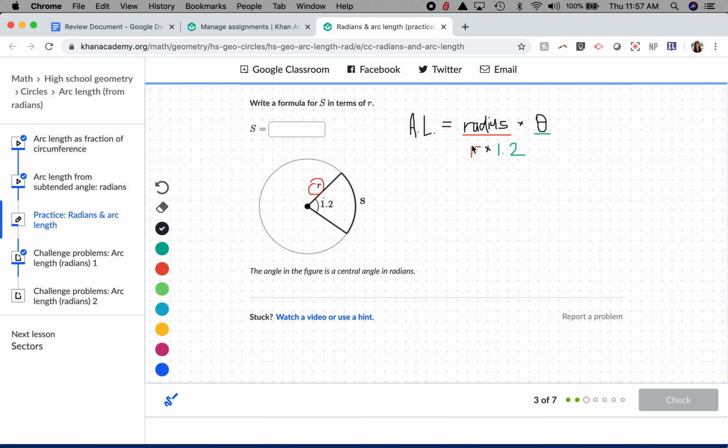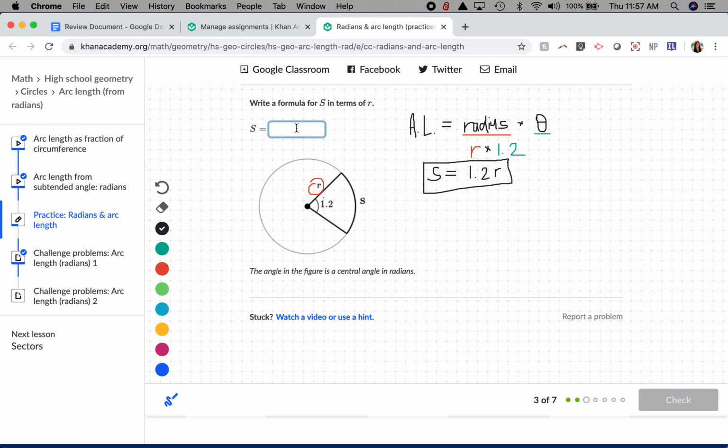Now conventionally, when you're multiplying a variable to a number, the number comes first. So I'm just going to clean this up a little bit and say that arc length S, which is the letter we're using here, is going to be 1.2 R. Now again, we were being asked for a formula. We were not asked to find what S equals. So I'm going to put 1.2 R.